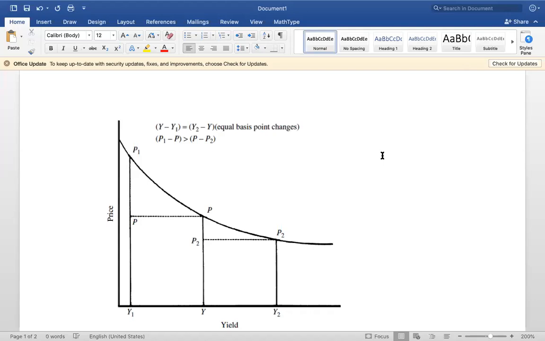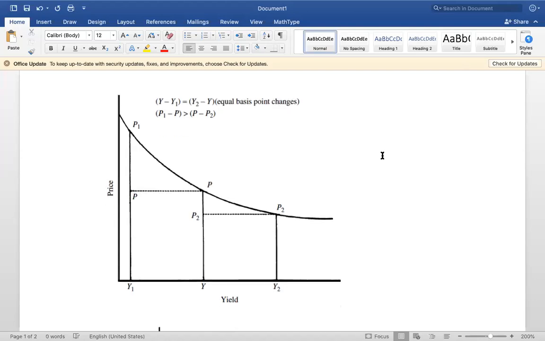Okay, so as I said, property number 3 and property number 4: the percentage price change for an increase and decrease in yield is not the same, and the percentage price increase is more as compared to the percentage price decrease for the same magnitude of change in the yield. Let's focus on this curve. Y and P are the initial points. Y1 is the lower yield, and P1 is the price at the lower yield. Y2 is the higher yield, and P2 is the price of the security at the higher yield.